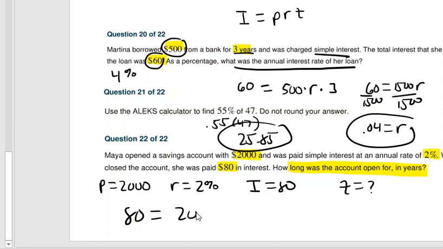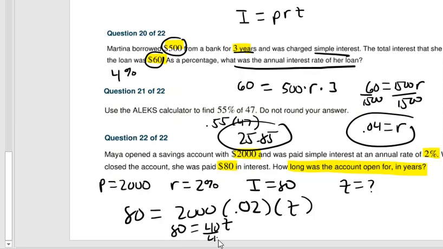So 80 equals 2,000 times our rate of 0.02 times time. So to solve this equation, we just have to take the 2,000 times 0.02, and that gives us 40 times t equal to 80. And then the last step is to divide by 40 on both sides, so t equals 2. So that means her account was open for 2 years.